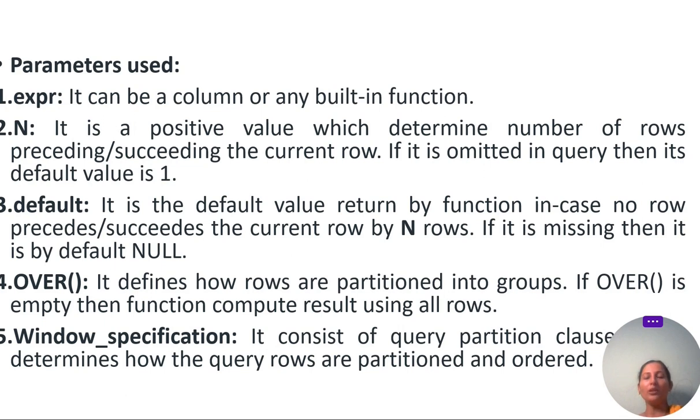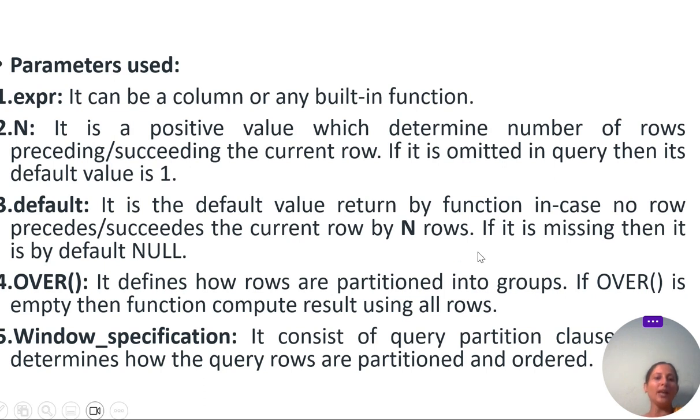But if we are in the current row which is 8 and we want the preceding or succeeding 5 values, then we have to mention it. Default is the value returned by the function in case no row precedes or succeeds the current row by n rows. If it is missing, then it is null by default. And the over clause defines how rows are partitioned into groups. So basically the over clause is defined for grouping here.